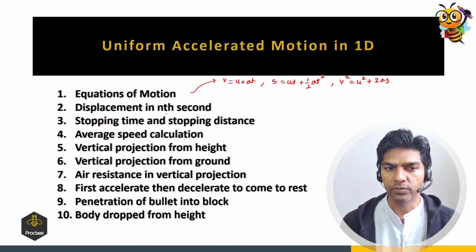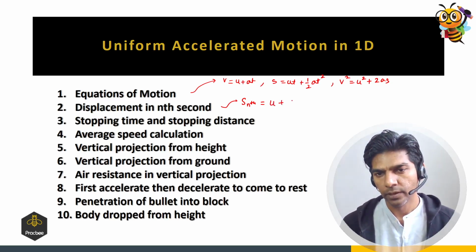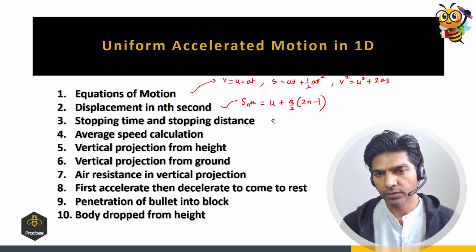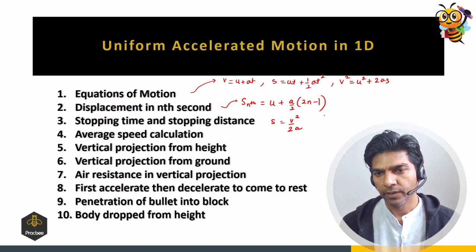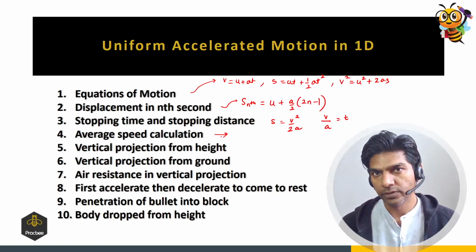And the second problem type is based on the displacement in the nth second, so you have to remember that if the particle is having uniform accelerated motion, then it will be u plus a by 2 into (2n minus 1). Then stopping time and stopping distance, and the stopping distance is given as v square by 2a, where a is the retardation. And stopping time we can find as v by a. Then average speed calculation, that will be the total displacement upon total time.